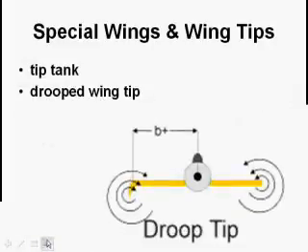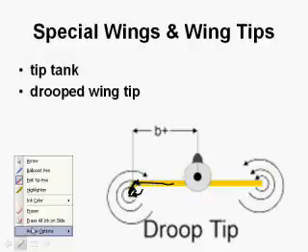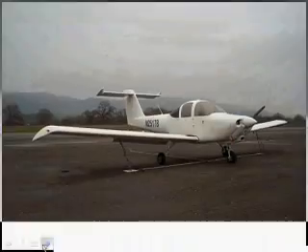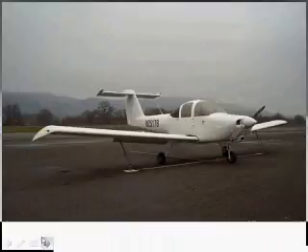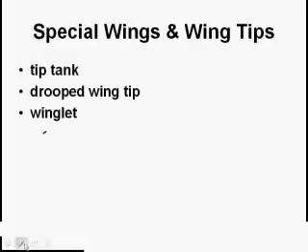Drooped wingtips essentially do the same thing. If you've got the wing coming out and it droops down, then it's going to be harder for the air, that high pressure air on the bottom, to get to the top. And so we're going to reduce this vortice, and the wing is going to be more effective. I think I got a picture here of a Piper Tomahawk, and it's got some pretty good drooped wingtips.